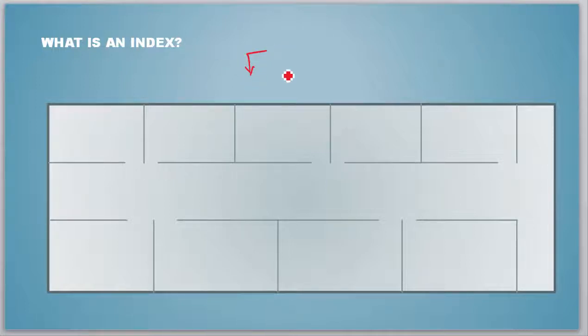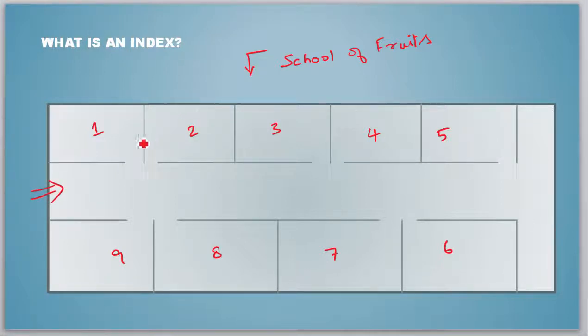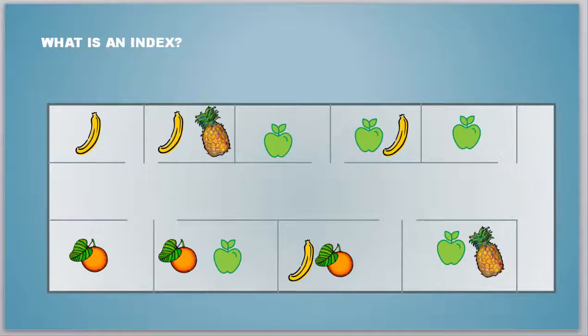It's a school of fruits where the fruits come for studying. Okay, so now this is classroom 1, classroom 2, classroom 3, classroom 4, 5, 6, 7, 8, 9. Let's say this is a school's hallway, and then we have classrooms 1, 2, 3, 4, 5, 6, 7, 8, 9. Let's say during class time, all the fruits are there in the class.